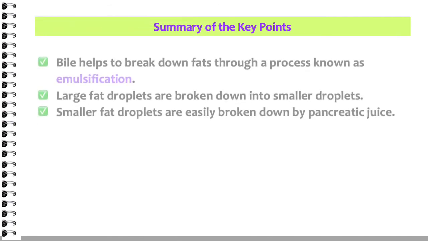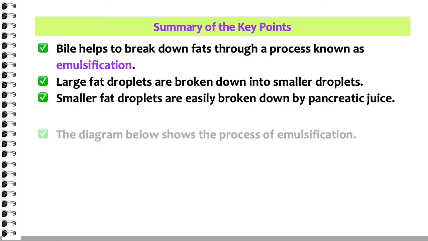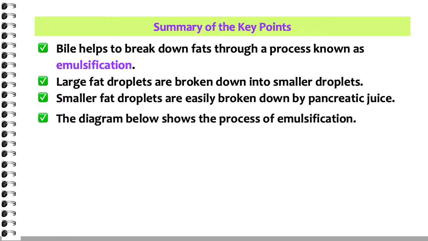Bile helps to break down fats through a process known as emulsification. Large fat droplets are broken down into smaller droplets. Smaller fat droplets are easily broken down by pancreatic juice. The diagram below shows the process of emulsification.